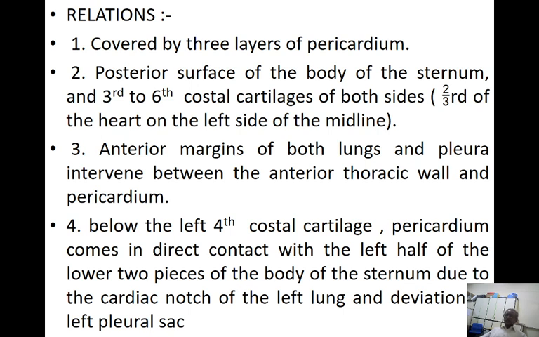So first it is covered by the 3 layers of pericardium, then the lungs and pleura next, and then the posterior surface of the body of the sternum and 3rd to 6th costal cartilages. Now below the left 4th costal cartilage, the pericardium comes in direct contact with the left half of the lower 2 pieces of the body of the sternum due to the cardiac notch of the left lung and deviation of the left pleural sac.